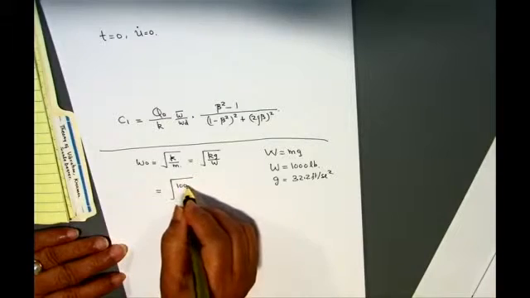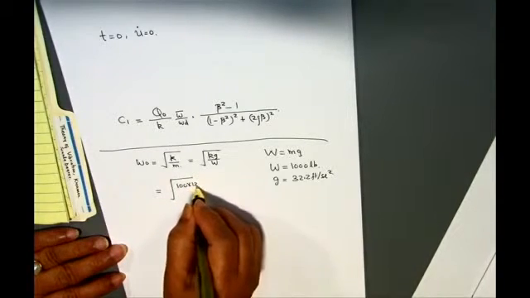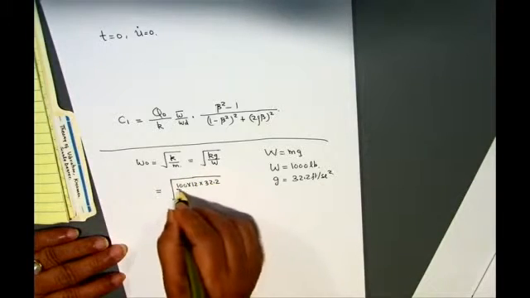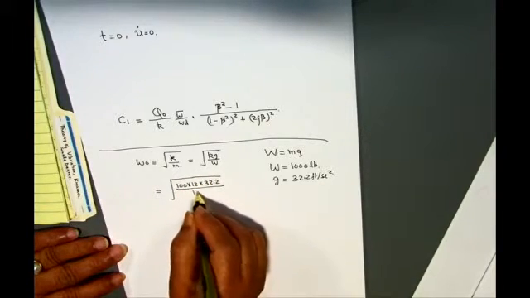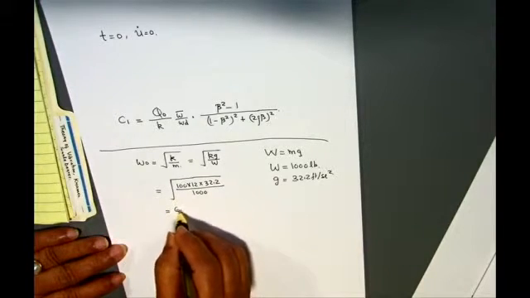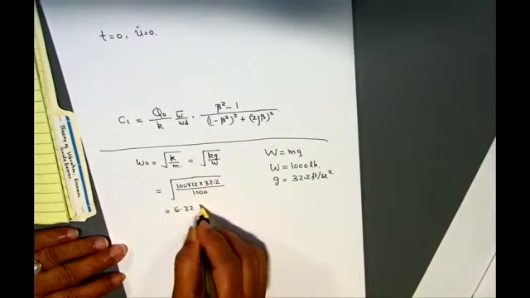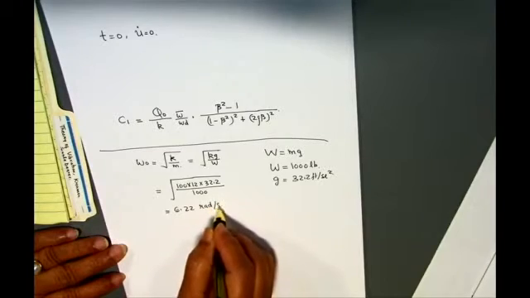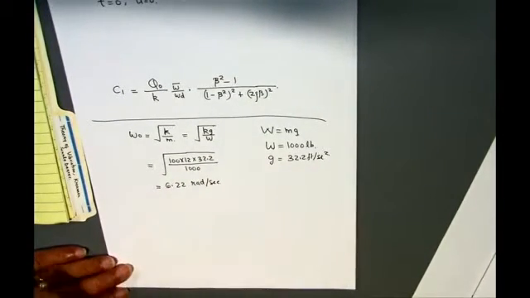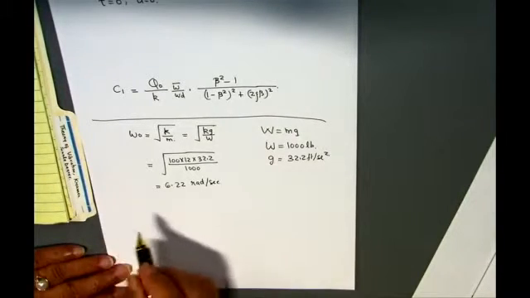So we have 100 times 12 times 32.2 divided by weight, which is 1000, and we will get frequency at 6.22 radians per second. So this is the natural frequency, in radians per second, of this system.